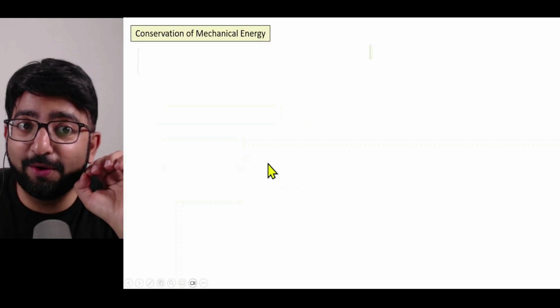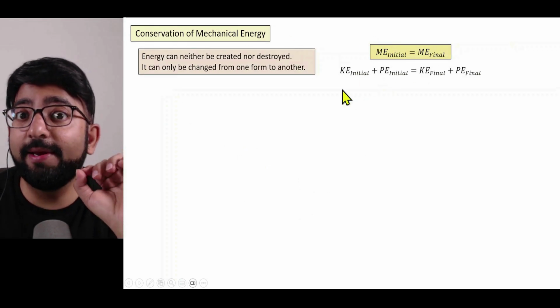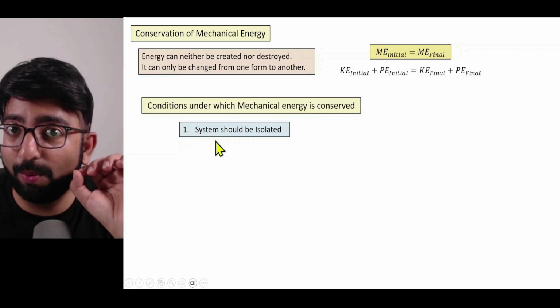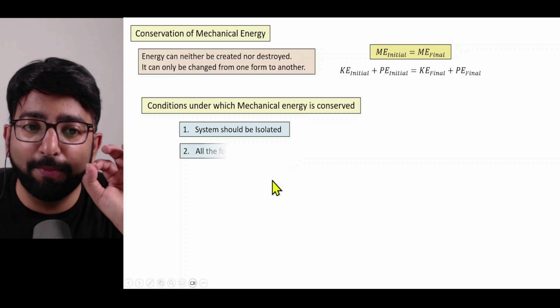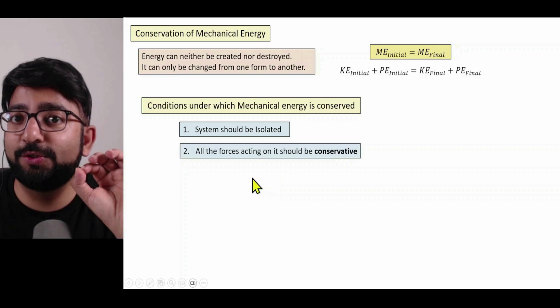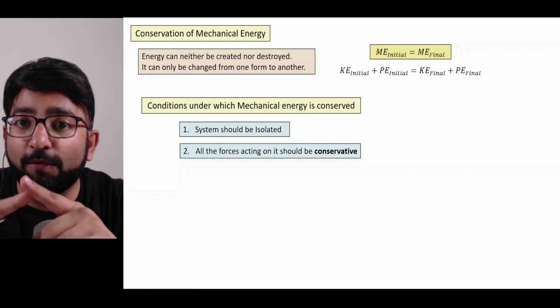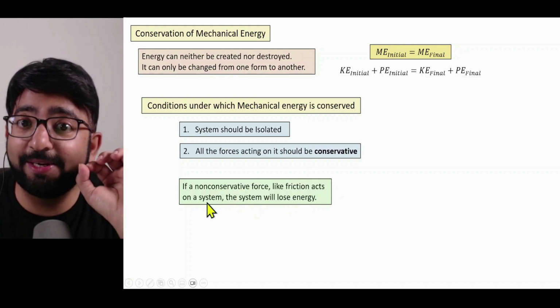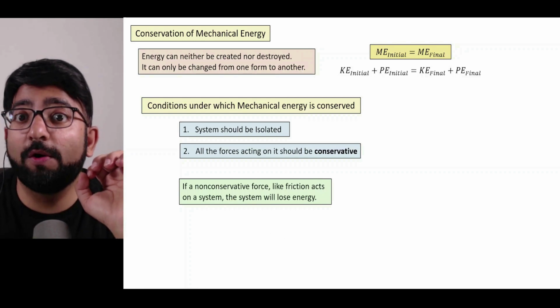All right, so now back to the logic. Whenever we are applying the conservation of mechanical energy, we need to be careful about certain conditions which need to be satisfied. Condition number 1, which we discussed, the system should be isolated, which means the net force acting on the system should be 0. And number 2, all the forces acting on it should be conservative, which means forces like friction, air resistance, applied force should not be there. So if a non-conservative force like friction acts on the system, it is going to lose energy, for example, in the form of thermal energy.